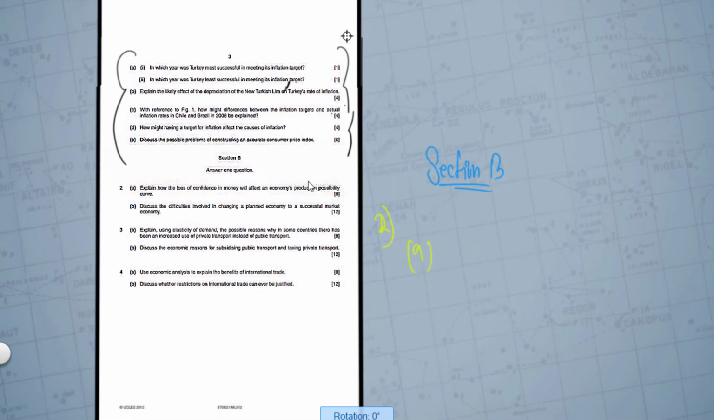In section B, the mark scheme doesn't really give you much in the way of answers, and what I'll be doing over here in this entire series is not give you guys model essays that you can use.